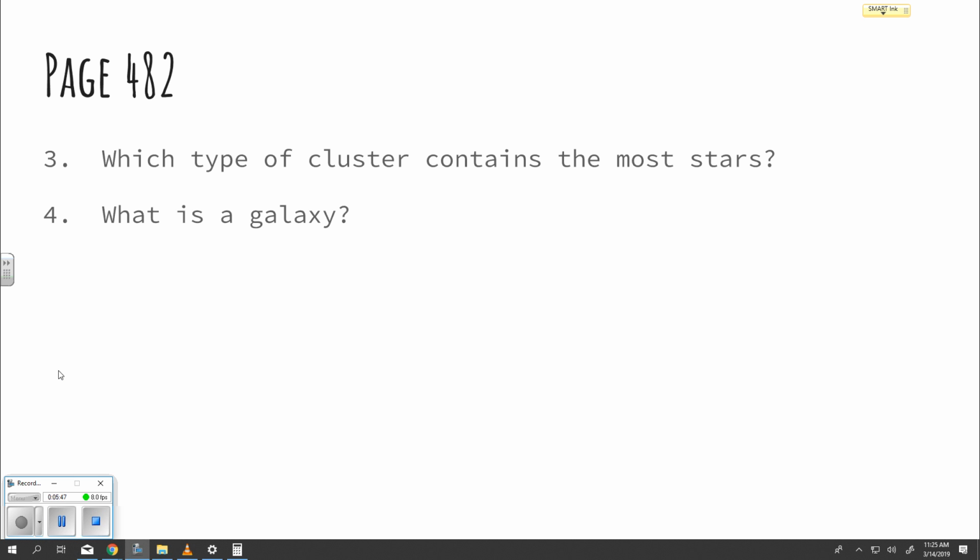What is a galaxy? Highlight, the universe has hundreds of billions of galaxies. Continue highlighting. A galaxy is a large group of stars, gas, and dust held together by gravity. Continue highlighting. Galaxies are the major building blocks of the universe. A typical galaxy has a diameter of about 100,000 light years. It may contain more than 200 billion stars.